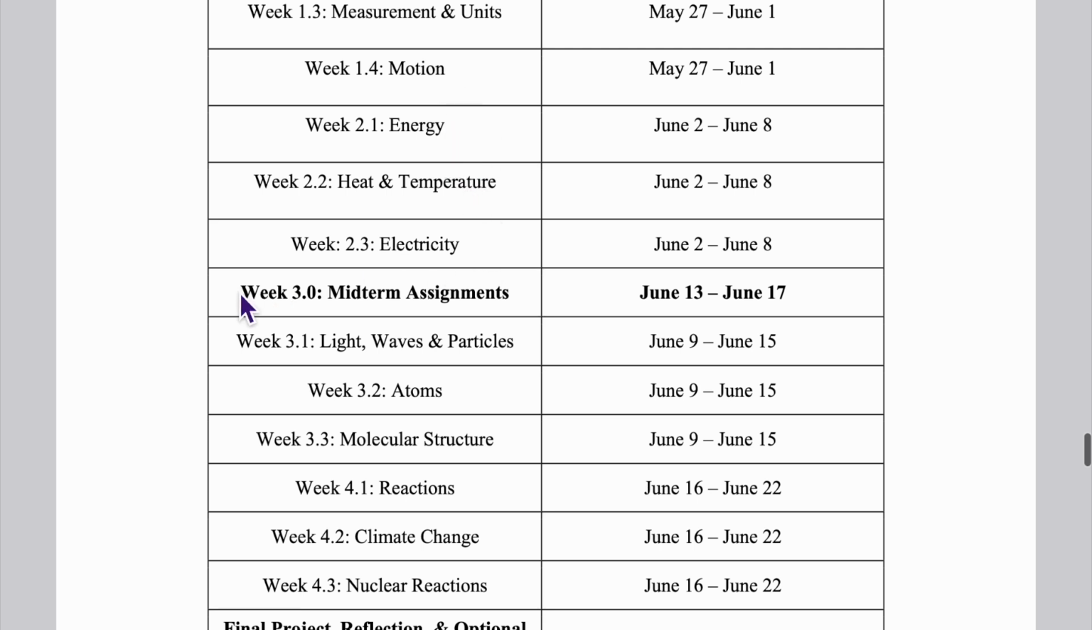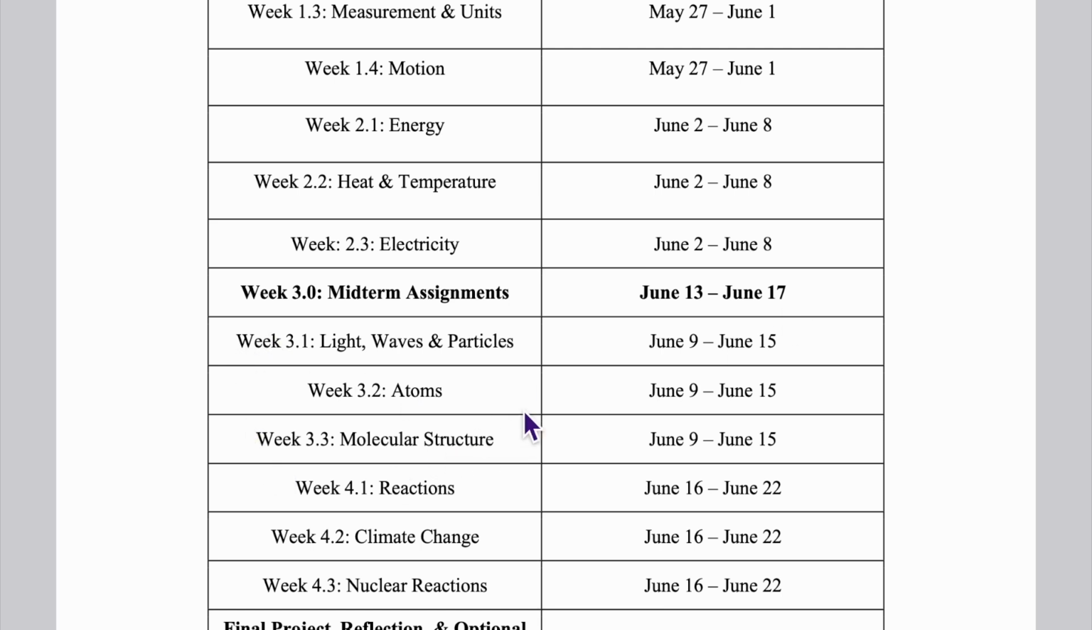And the topics for those different modules, the midterm assignments, which includes your midterm reflection. So the midterm assignments are due June 13th through June 17th, which includes your midterm reflection.